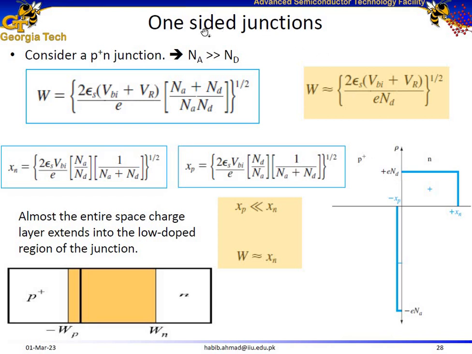Now consider the case in which we have one-sided junctions. For example, consider a P plus N junction.